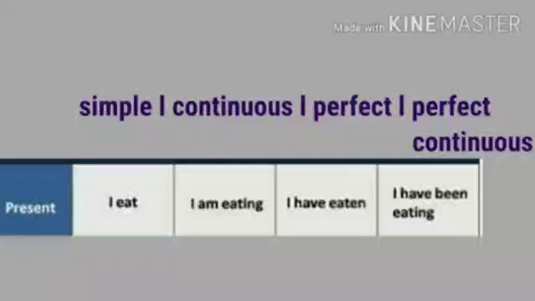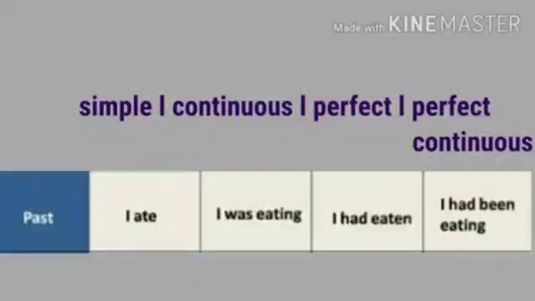In present perfect we have I have eaten, means there is subject, there is have, or we can also have has, and there is V3 form of the verb. Here it is eaten. In present perfect continuous it is I have been eating, means we have subject, we have has or have plus been plus the ing form of the verb.